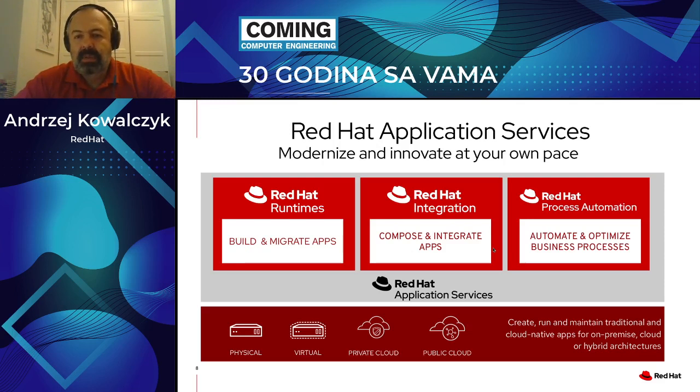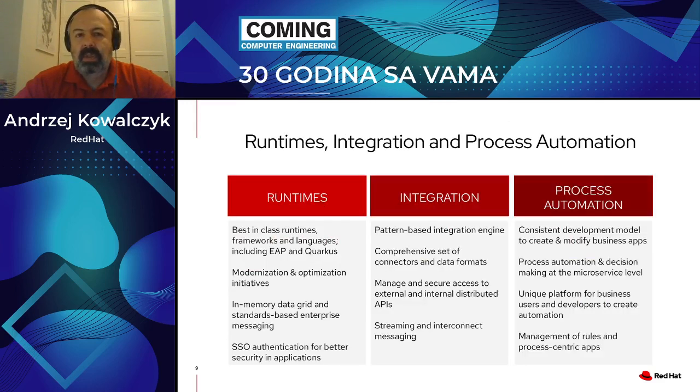Then Red Hat Process Automation. You can use Decision Manager, you can create decision rules by business people, then you can implement it, or you can add some IT things by developers, and you can optimize and build digital processes. You're using proper tools.